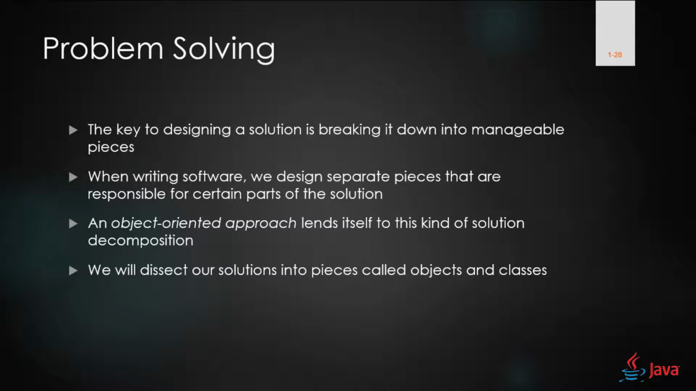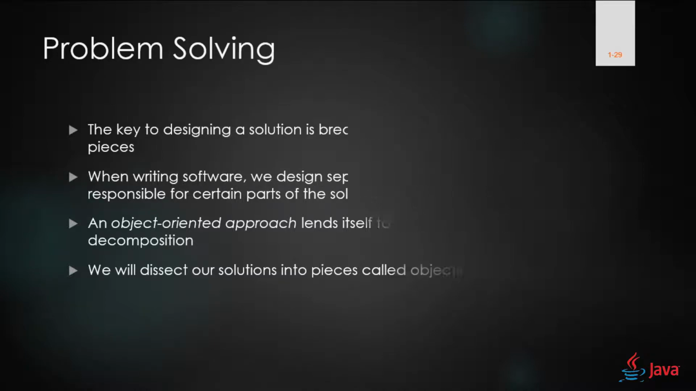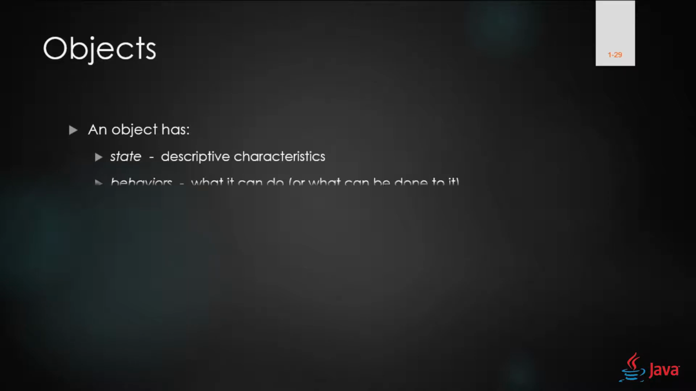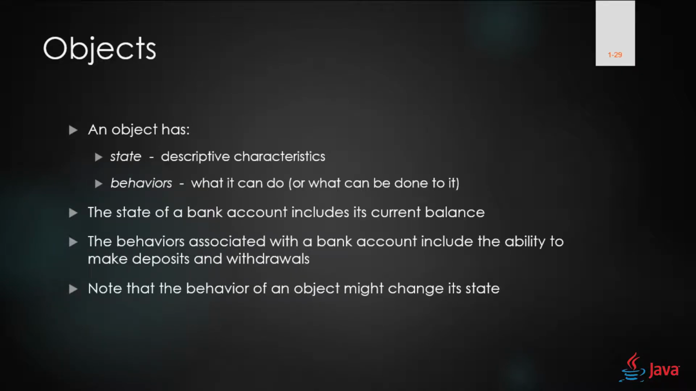Remember that example about the office? An object-oriented approach lends itself to this kind of solution decomposition. We will dissect our solutions into pieces called objects and classes. So, in detail, an object has a state and behavior. State is descriptive characteristics. Behavior is what it can do or what can be done to it. For example, the state of a bank account includes its current balance. The behaviors associated with the bank account include the ability to make deposits and withdrawals. Note that the behavior in an object might change its state.